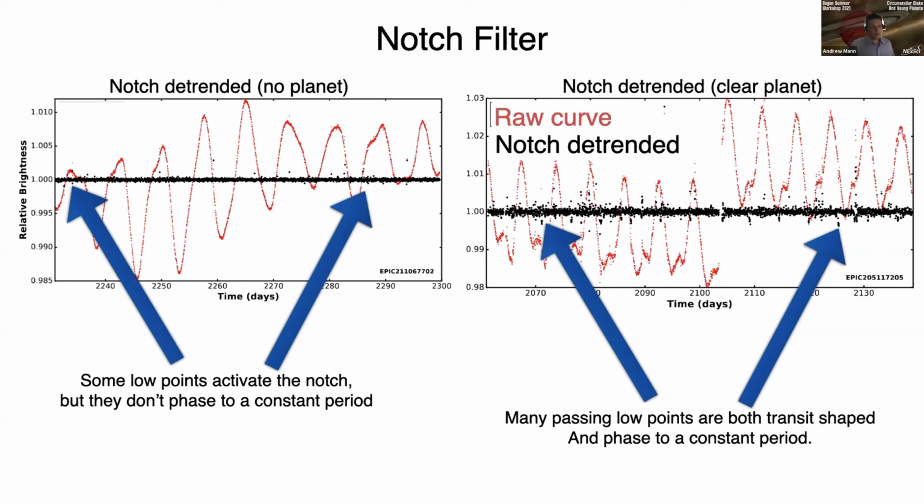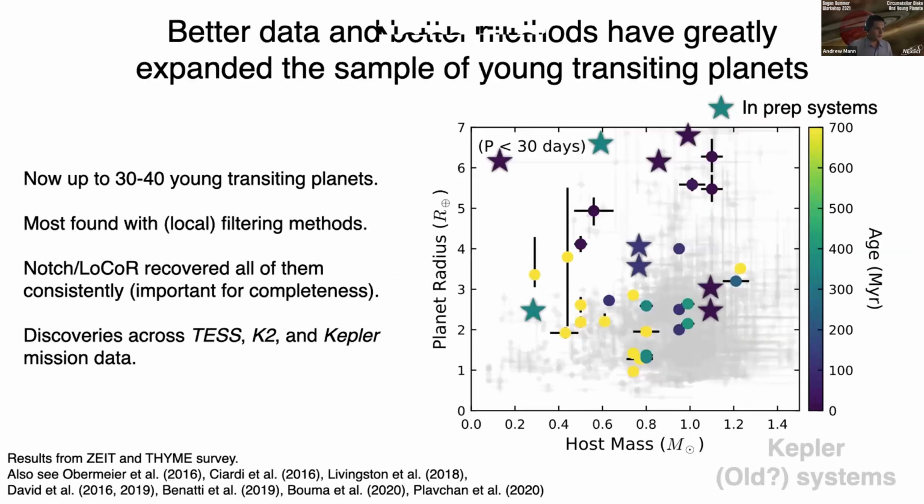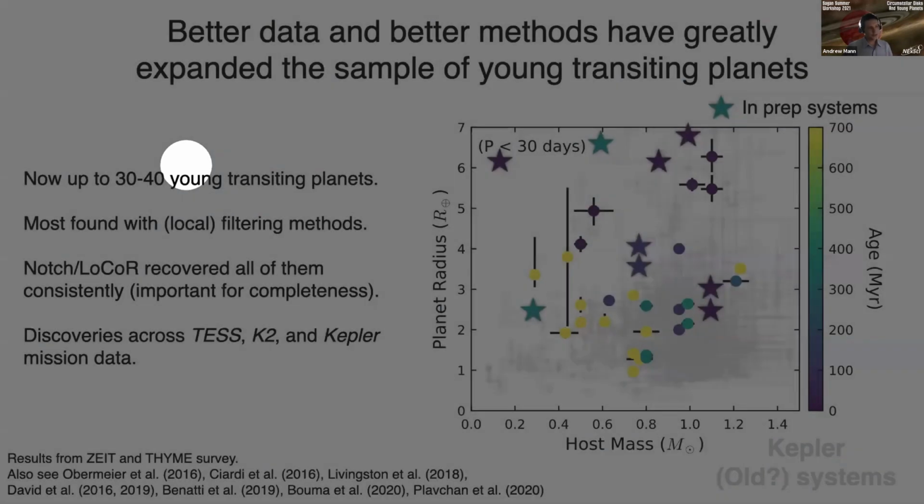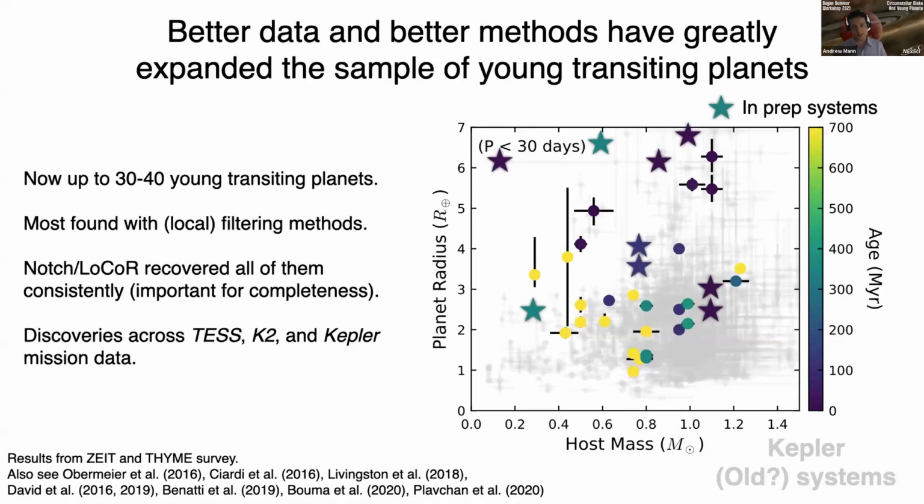And so this has been extremely successful. This is sort of the method, our go-to method now. We have a couple others, low-core, which is the other one I talk about in the long version of this talk, but notch has been sort of the most successful. And the quick version summary of this is that over the last 5 or 6 years, we've gone from having effectively 0 or 1 young transiting planets, and now we have something like 30 to 40. A lot of this is driven by Kepler, K2, TESS, new mission data. That's really been the big driver, but also these new techniques for data filtering.